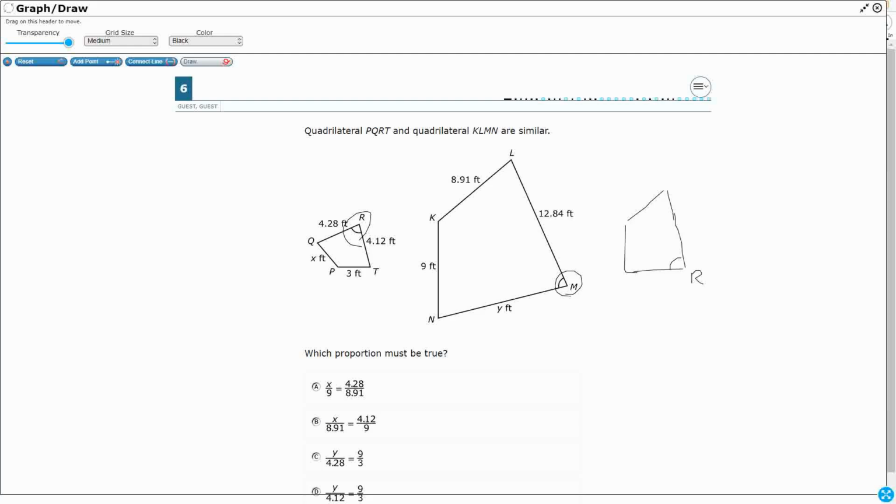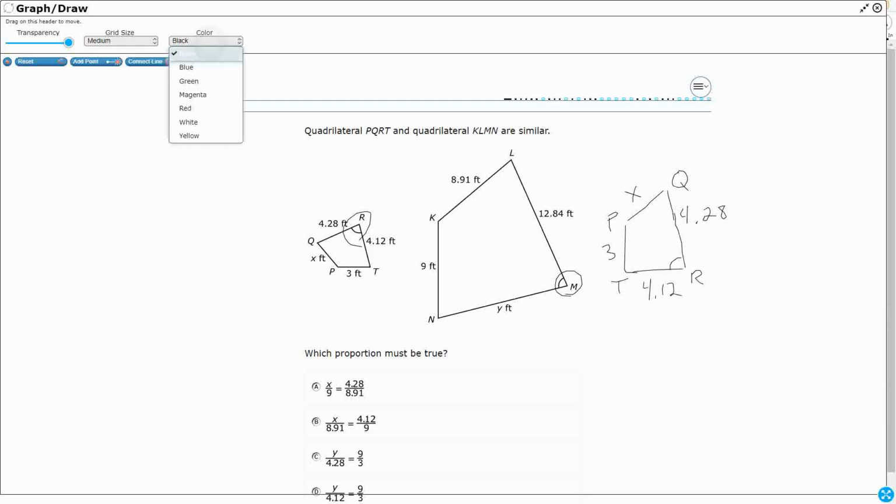So let's see, that's going to be R, and then moving counterclockwise, that's going to be Q, that's going to be P, and then that's going to be T. All right, so RQ is 4.28. QP is x. They're all in feet. PT is going to be 3. And then TR is 4.12. I didn't make a perfect recreation, but at least it's oriented in the same direction.